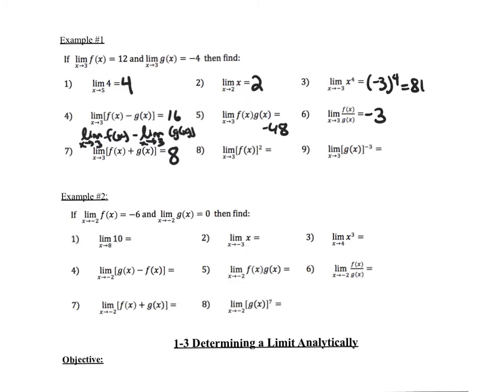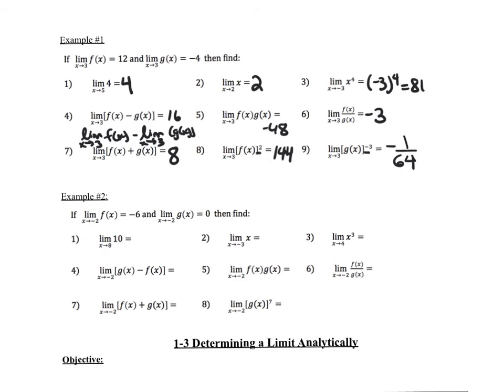8, example number 8, goes with rule letter G, and so we need to take the limit value, and in this case square it, because there's a squared out here. So 12 squared is 144. And then example number 9 also goes with rule G. This time we're going to take the limit to the negative third. So negative 4 raised to the negative third power is negative 1 over 64.